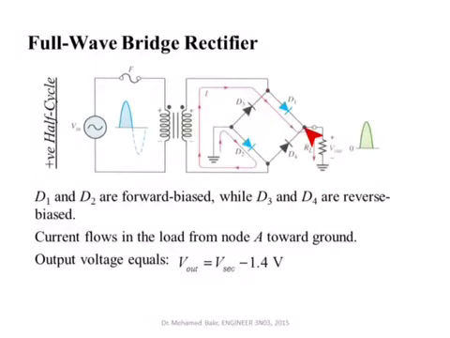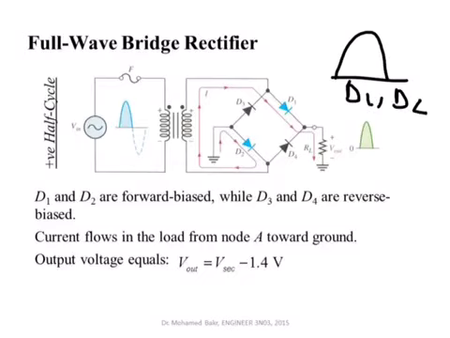What about D4? D4, the cathode is connected to the peak value minus 0.7. What about the anode? The anode is connected to the peak value minus 0.7 minus the drop across this resistor minus the drop across this diode. So it is way less than this point. So this one is also reverse biased. So during the positive half of the cycle, only D1 and D2 are on. I can simply draw it again: D1 and D2 are the only ones on. D3 and D4 are off.